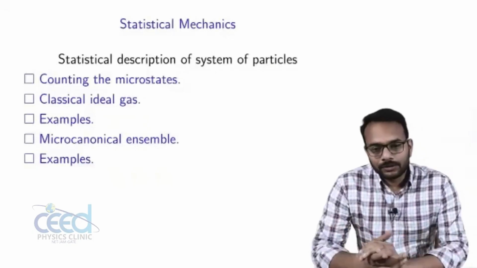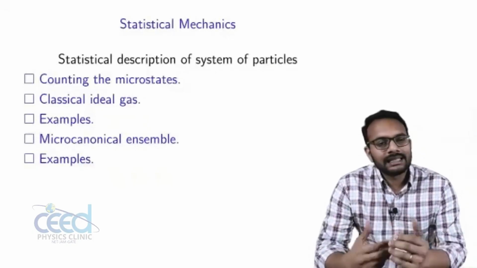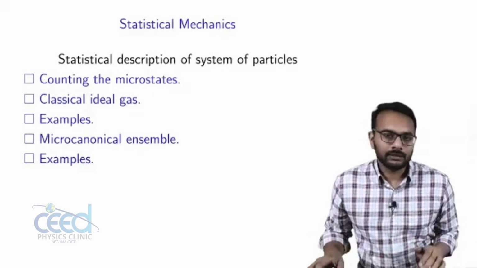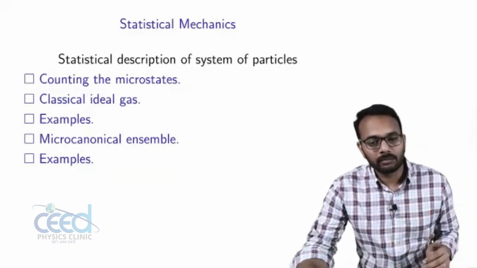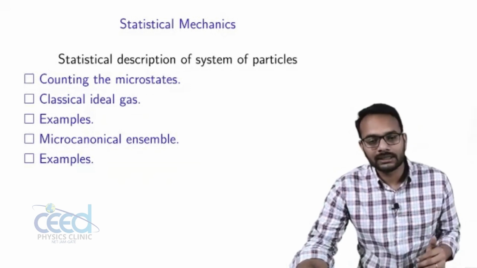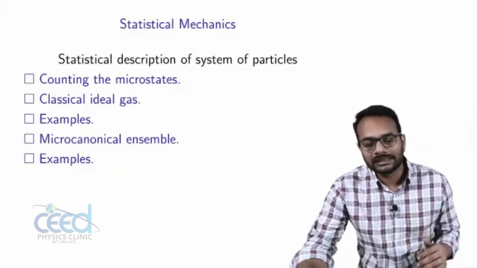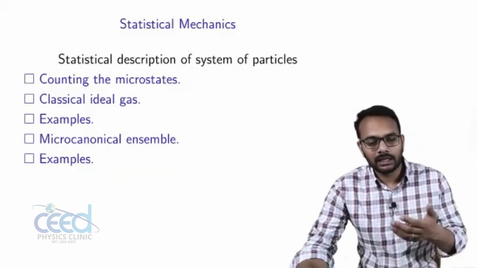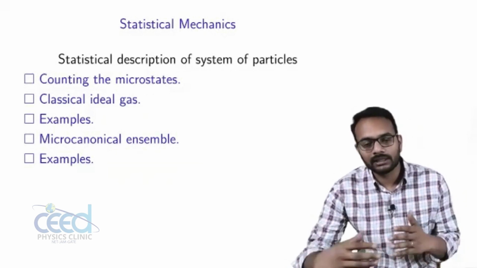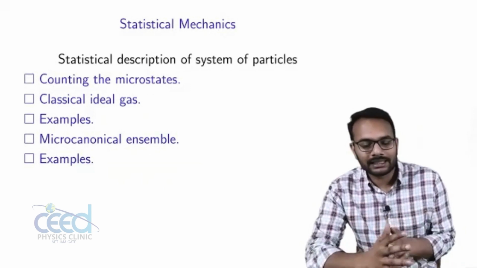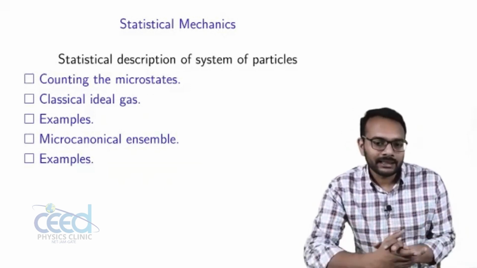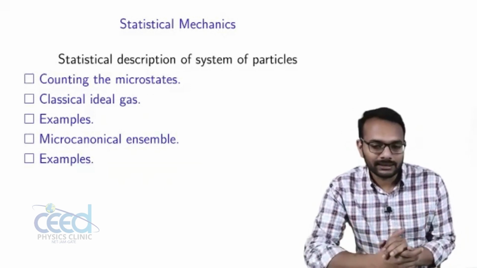So let's continue our discussion on the statistical description of systems of particles. We'll talk about counting the microstates, which is a fundamental issue in statistical mechanics. And then we'll apply this to the classical ideal gas and get a feel of the result. The classical ideal gas is the easiest thing that you can think about.